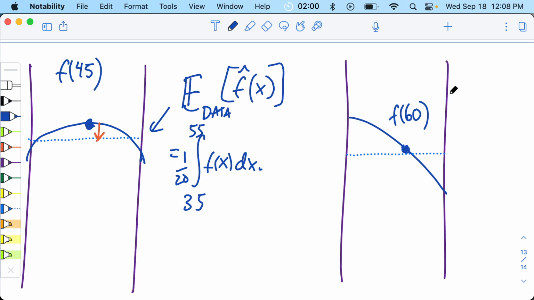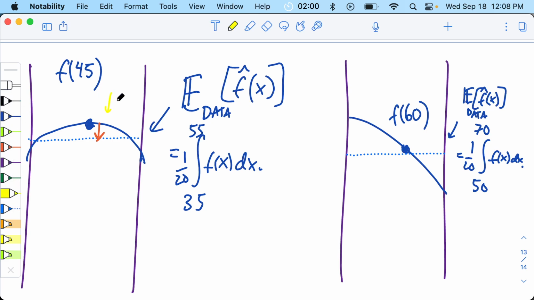And so in this situation, this is the expected value of f hat of x with respect to the data, and it's 1 over 20 times the integral from, I said this was 60, so from 50 to 70 of f of x dx, if you want to write it down as an integral. Here, there are parts of the window that are above and parts that are below, and they sort of cancel out. Whereas in the other picture, every single thing in the window was below the value we wanted, so every single data point is pulling down the true value that we want. Over here, some are pulling it up and some are pulling it down.